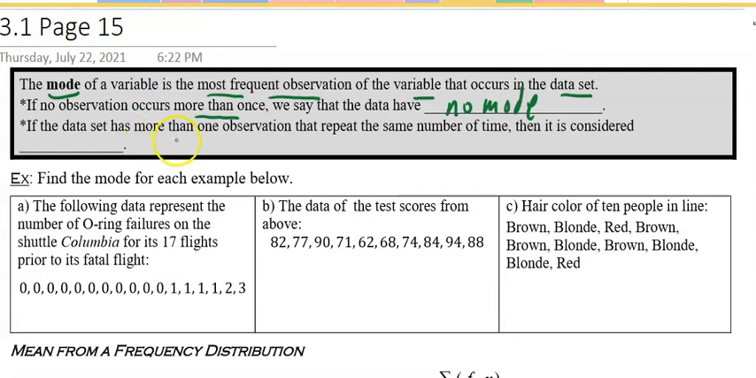If the dataset has more than one observation that repeats the same number of times, we consider it multi, meaning many, modal. Multimodal.